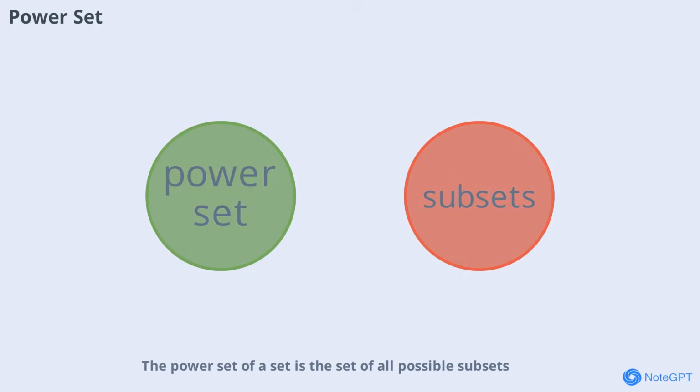The power set of a set is the set of all possible subsets, including the empty set and the set itself. For example, if S = {a, b}, then the power set of S is {∅, {a}, {b}, {a, b}}. The power set is important in mathematics because it helps us understand all the ways elements can be grouped together. The number of subsets in a power set is 2^n, where n is the number of elements in the original set.